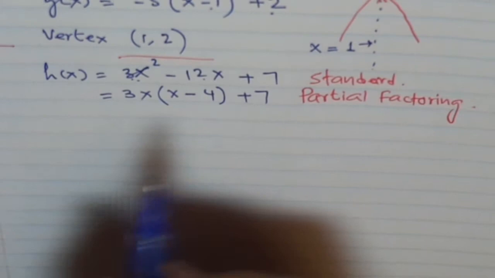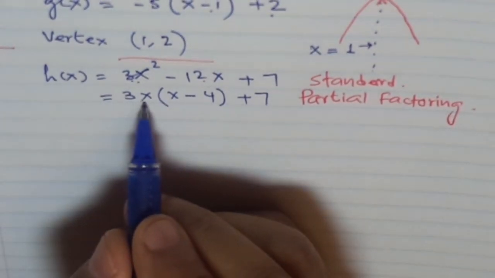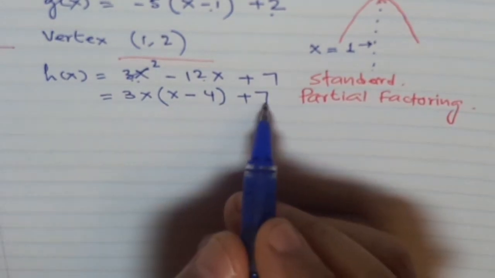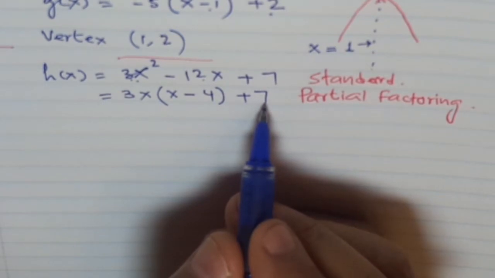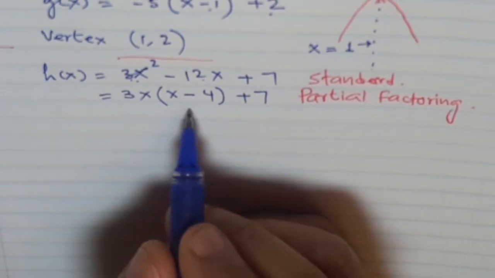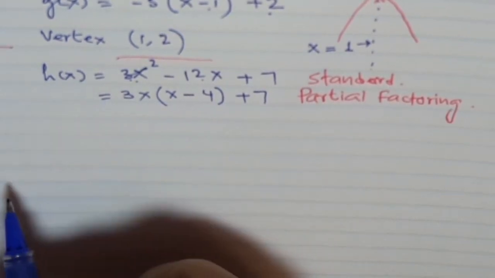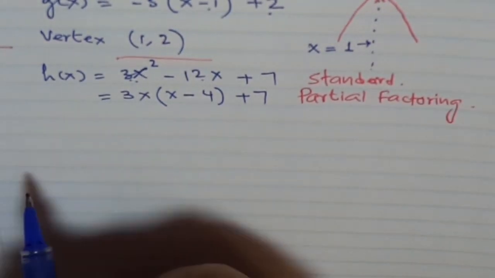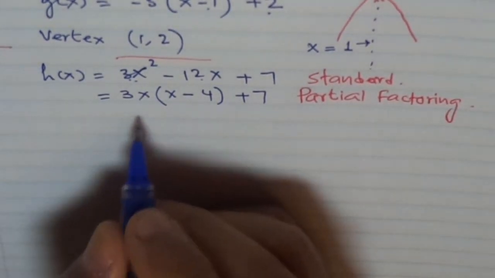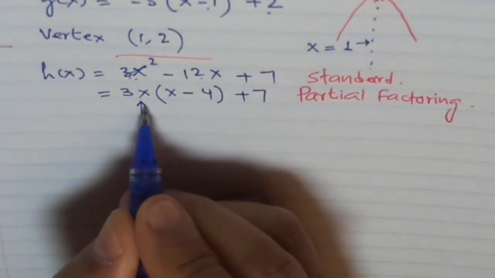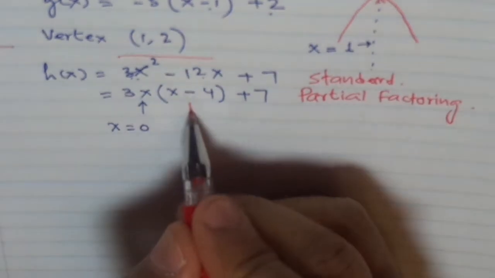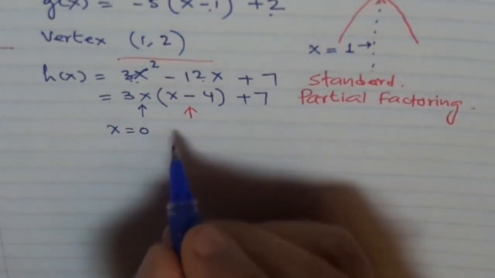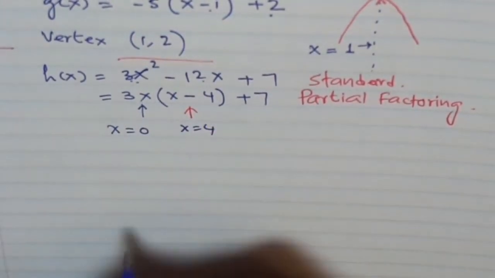So can you tell me what will be the value if I make this 0? If I make x 0, then the whole value will be just 7. And if I make this factor 0, then also the value will be 7. So there are two different x values for which we have the same y value, or the value of the function. Do you see? So this factor can be 0 at x equals 0. Is that okay? And how about this? If I write x equals 4, then also this is 0.